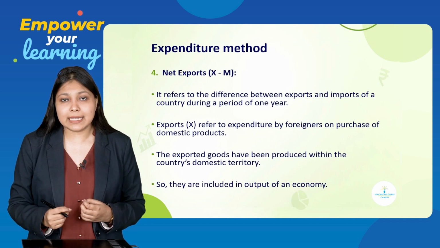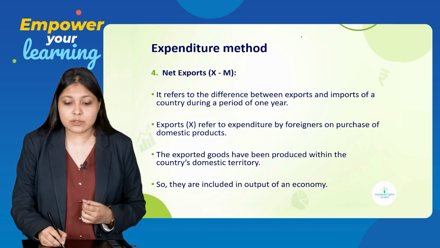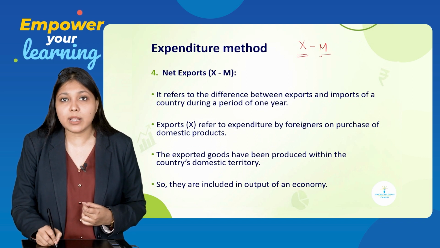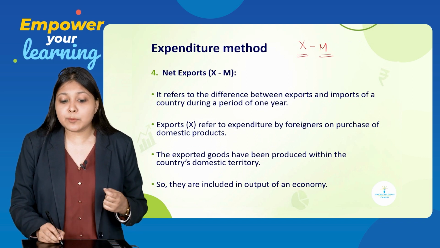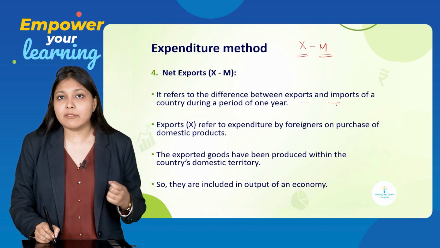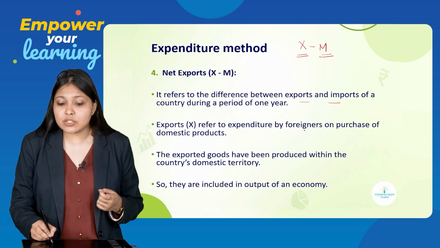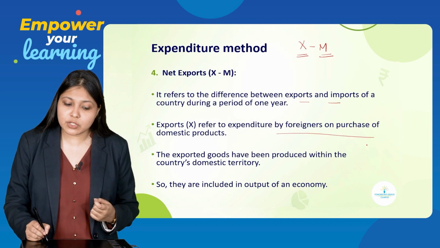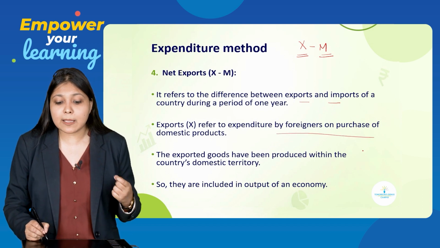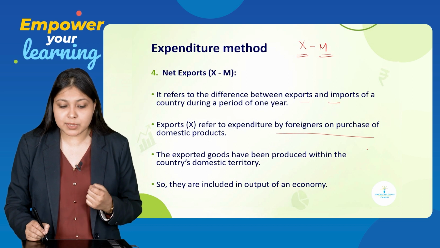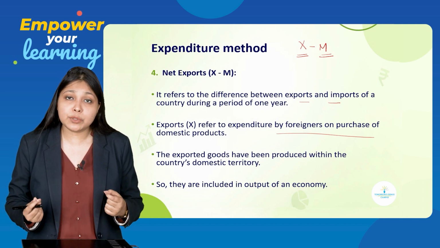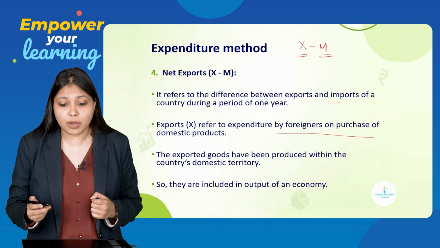Next is net exports. Net export is always X minus M. X is exports, M stands for imports. So, difference between export and import of the country will be called as net exports. Export refers to expenditure by foreigners on purchase of domestic products, and exported goods have been produced within the country's domestic territory. So, they will be included in the output of an economy.